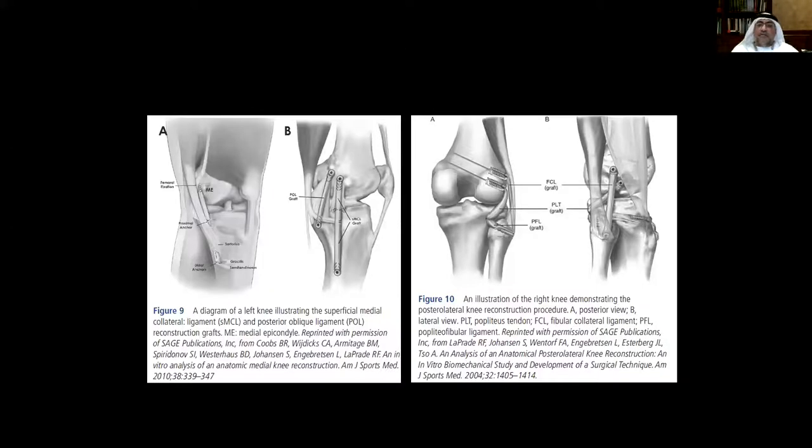So, I'm not going to go into how you will do the posterior lateral corner. You can see this is a laparotomic technique of double bundle for the PLC, and this is the MCL again with the double bundle technique where you get the semitendinosus and hamstring and you fix it at the superficial MCL and around the medial tubercle.